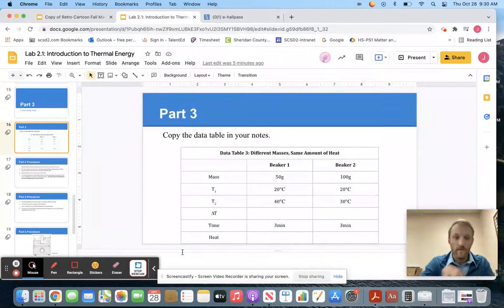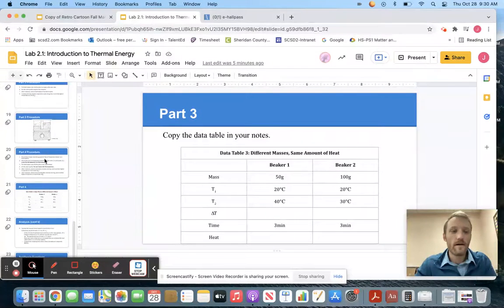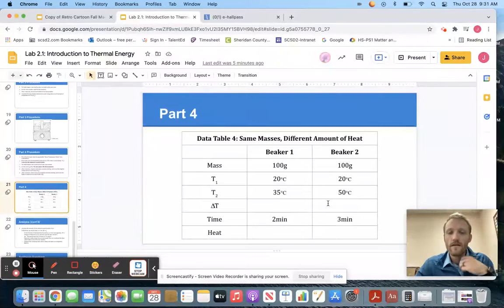Now, for part 4, part 4 was very similar. If we look down at our data table, the only difference for part 4 is we're going to add 100 milliliters of water to both beakers, but what we're going to change this time is the first beaker we're only going to have on there for 2 minutes. The second beaker we're going to have on there for 4 minutes. So we're changing the amount of time that they're on the hot plate, and we're going to see what that does to the amount of energy that they receive. So this is what we found. Take a minute, pause the video, copy this into your data table.